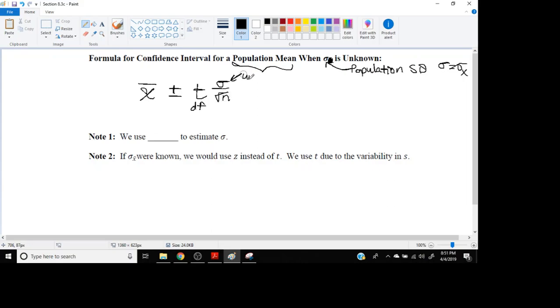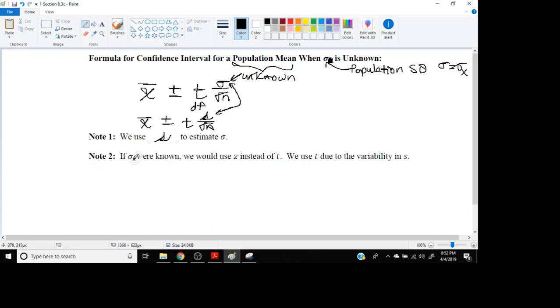Now, this is unknown, right? And so what we do in practice is we use the sample standard deviation as an approximation for that sigma, which is the population standard deviation. So we use S, and that looks very weird. I'm going to use a cursive S to estimate sigma. And so our real confidence interval is going to be x bar plus or minus t times s over the square root of n, right? And so this is an approximation for our sigma, our population standard deviation, okay?